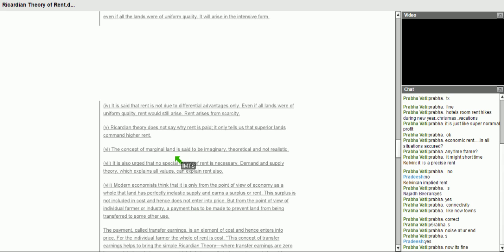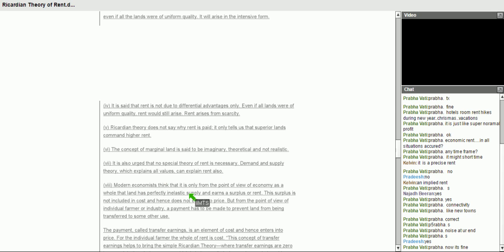We cannot say that there can be a marginal land, because no land, however waste it is, can be a piece of land without any productivity, and it will be put to some use or other. Even if a house is built on that, it will be some use. And it is also argued that no special theory of rent is necessary. Demand and supply theory will explain all values, and they can explain rent also.